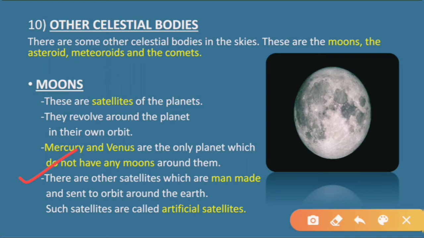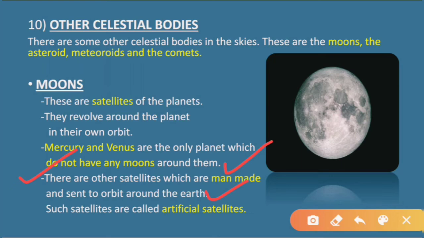In the previous topic itself, I told you that there are two kinds of satellites. One is natural satellites and the other one is man-made satellites. Your natural satellite is the moon. That is present in some planets, but there are some planets which do not have satellites, and generally scientists make artificial satellites to get information about those planets.